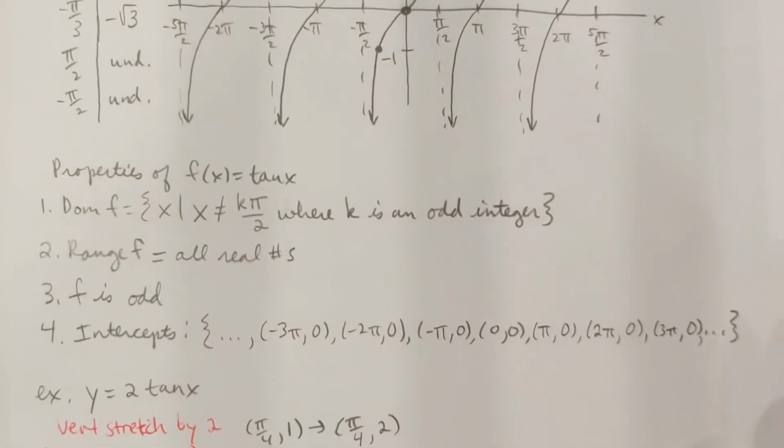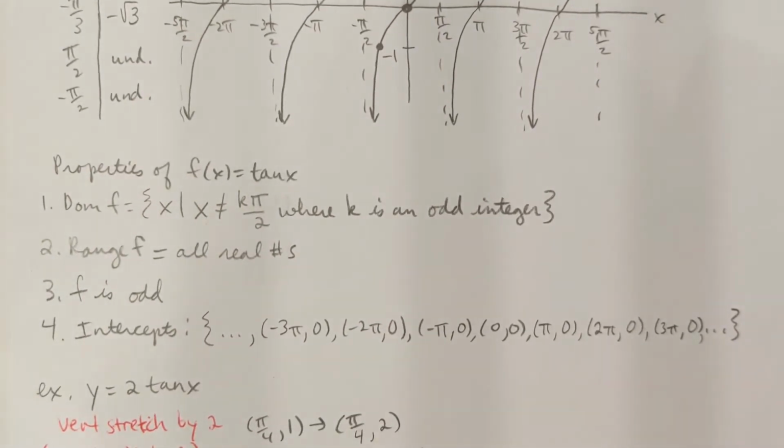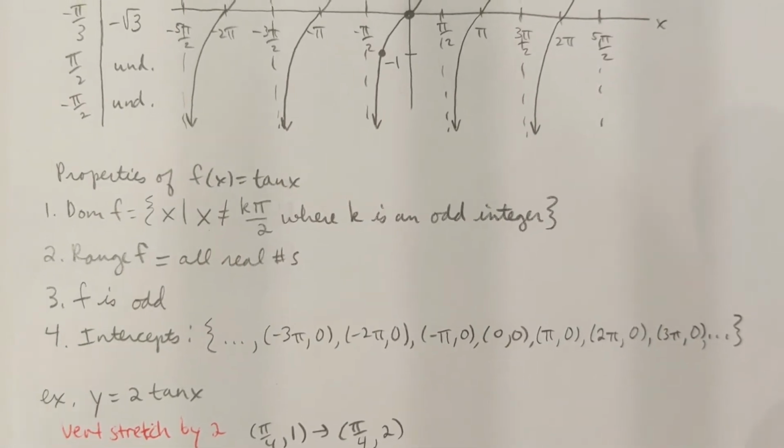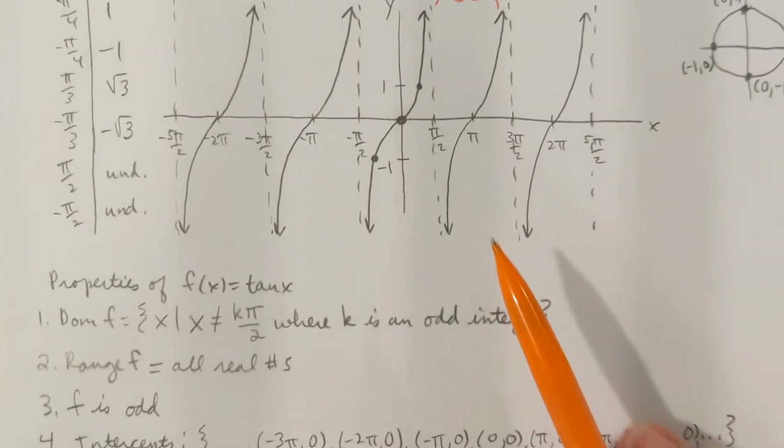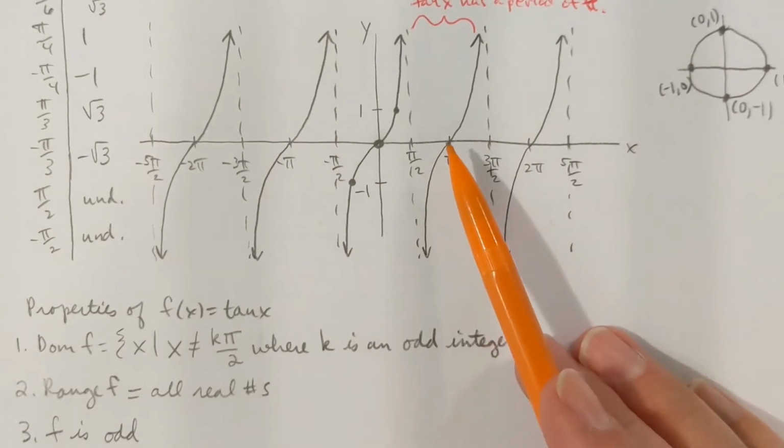And just some basic properties of the tangent function. The domain would be all real numbers except for the values that are going to produce asymptotes.